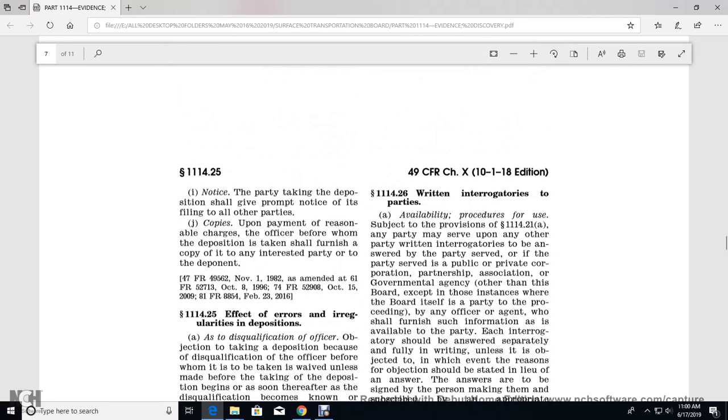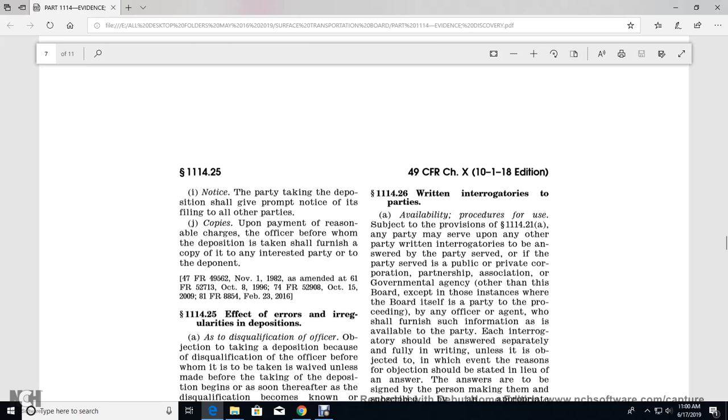Rule 11-14-26: written interrogatories to parties. The availability procedure for the use of the subject follows the provision of 11-14-21A. Any party may serve upon any other party written interrogatories to be answered by the party served. If the party served is a public or private corporation, partnership, association, or governmental agency, other than this board itself, the interrogatories shall be answered by any such officer or agent, who shall furnish the information available to the party.